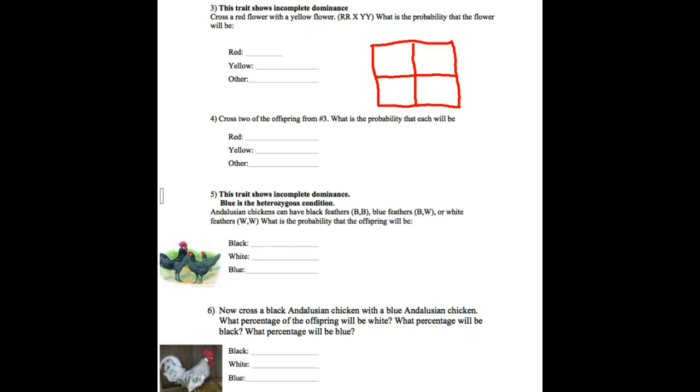Here we are looking at flowers. We're going to cross a red flower with a yellow flower, and we're going to see what is the probability that the flower will be red or yellow or other. I think we lost our Punnett square, so let me redraw that again. Here we go. It's kind of messy.